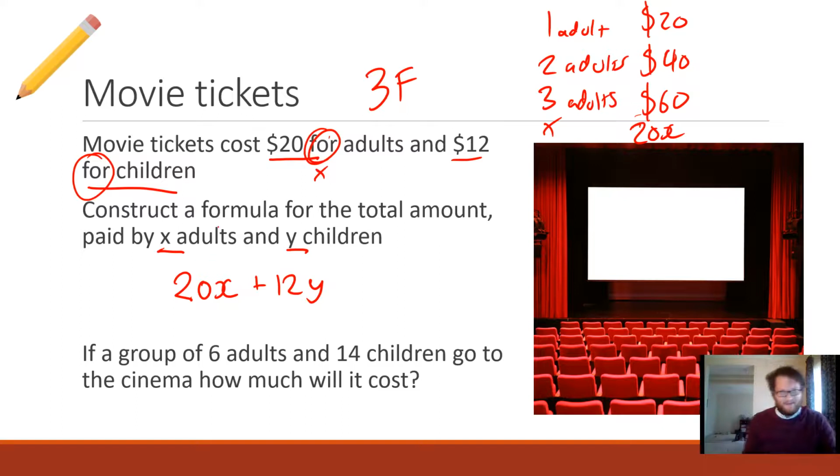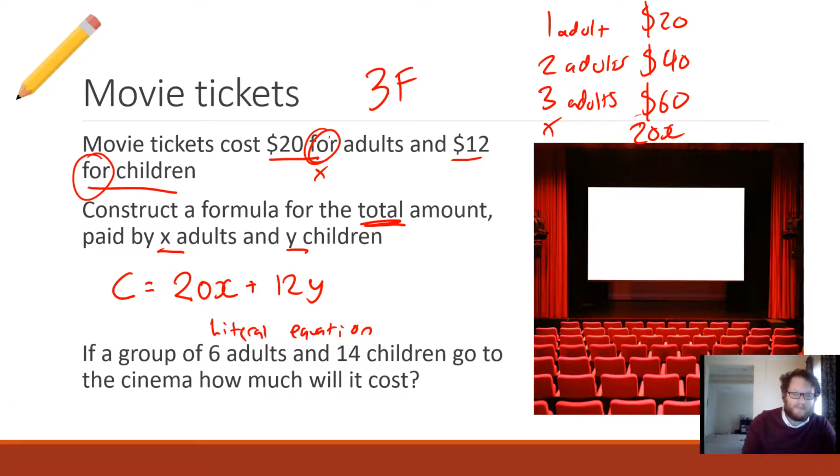Then the last part that I sort of skipped over really quickly: I'm going to add these prices together because I want to know what the total amount is. I want to know what the cost to take these people to the movies is, what C is. Now I've got a nice and easy formula. That formula is 20x plus 12y equals C. That is also a literal equation because there is more than one unknown.